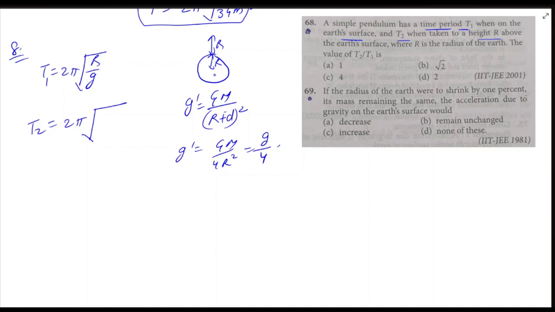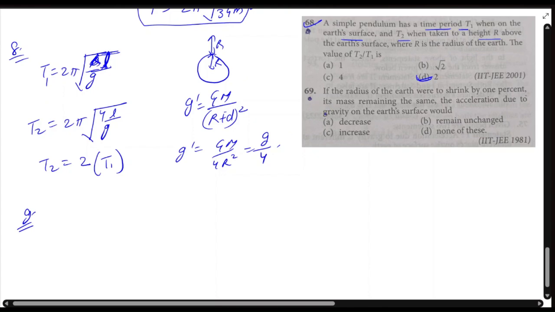Now this L was the length of the pendulum, right? Now the length is the same. The new g will be g by 4. So the new time period will be 2 times T1, right? So it will become 2 times T1. So it will be option D, right? 2 pi root L by g. Perfect.